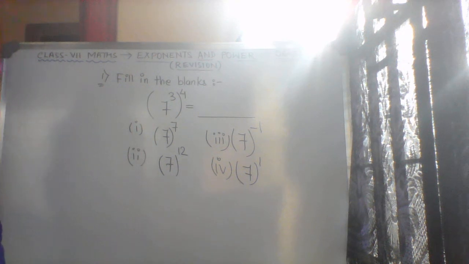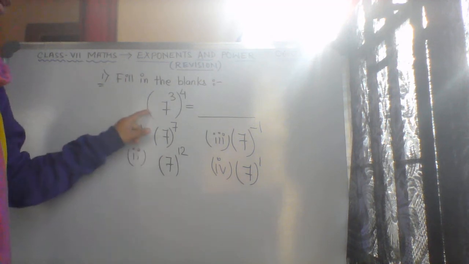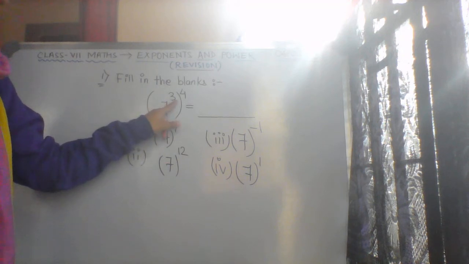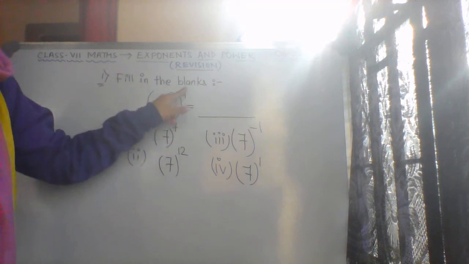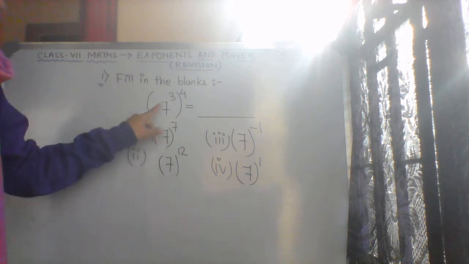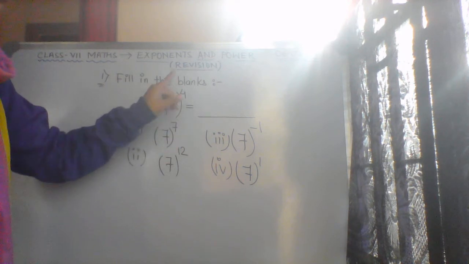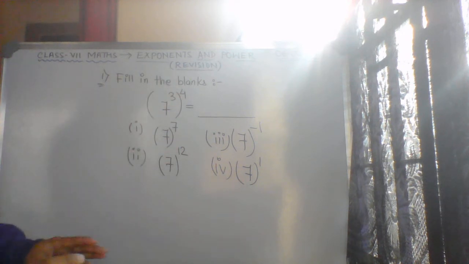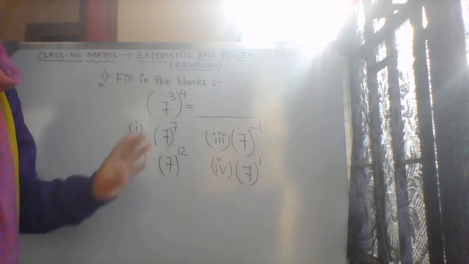Yes, today we are going to revise the chapter Exponents and Power. So, first question, you have to fill this blank with the proper option given over here. Okay, so here you can see it is given 7 cube whole to the power 4. Now, before going to the option, you first solve by yourself.